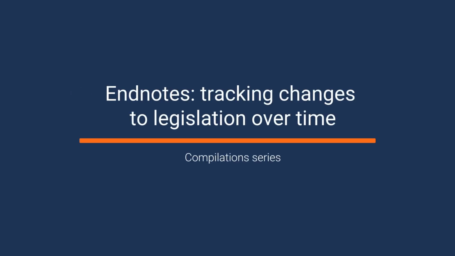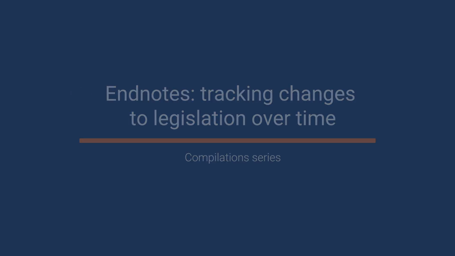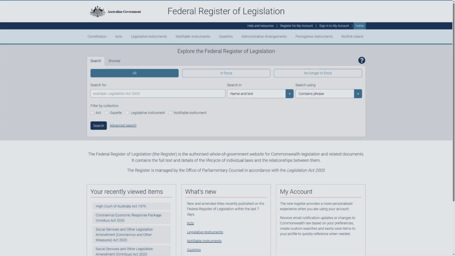Endnotes, tracking changes to legislation over time. Welcome to the Federal Register of Legislation video series on compilations. This video will explain how to use Endnotes to access the history of an act or instrument. It will explain what Endnotes are and where to find them.